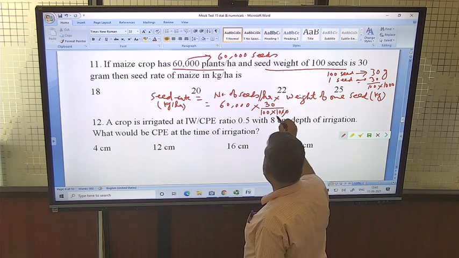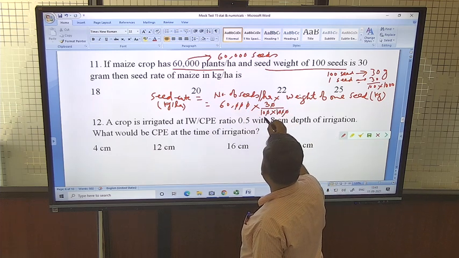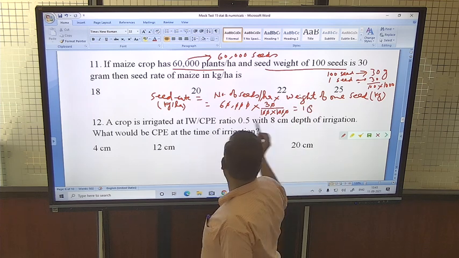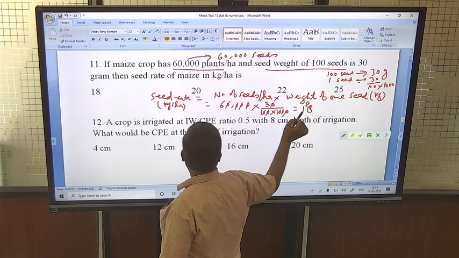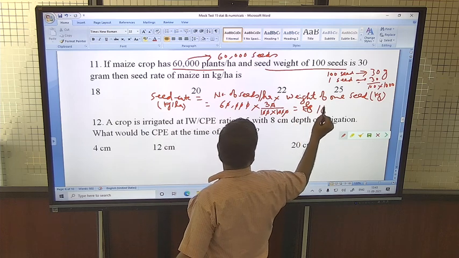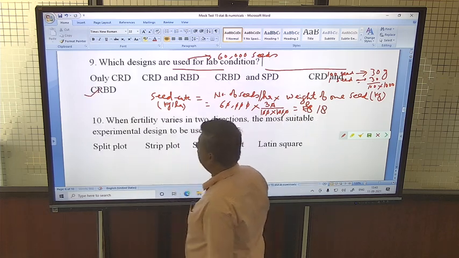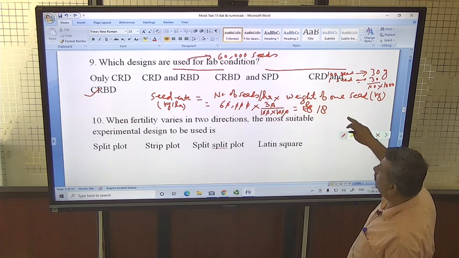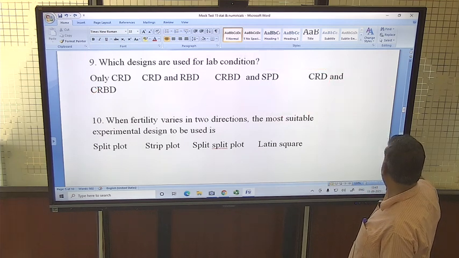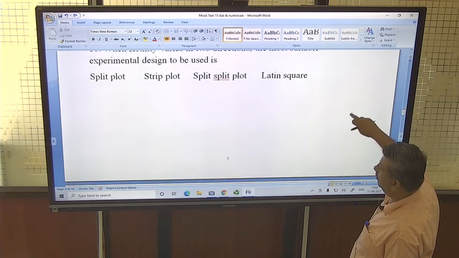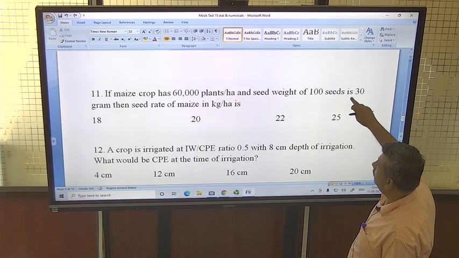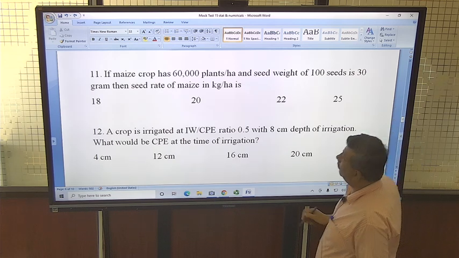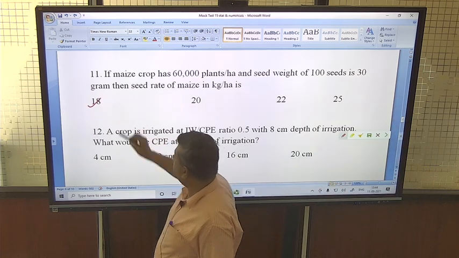So that is 18. So correct answer is 18. So this one is correct answer. So calculated as 18 kg.